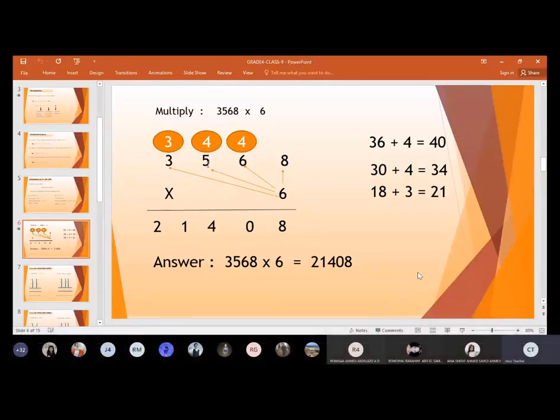Now 6 5s. What is the value of 6 5s? 30. So 30 plus 4, 34. So 4 write in that place value of 100 and keep that carry in the next place. Now multiply 6 3s. 6 3s are 18. 18 plus 3 equal to 21. So 21 write in the 1000 place. So the answer is 21,408. Is it clear? Yes, teacher, it's clear.